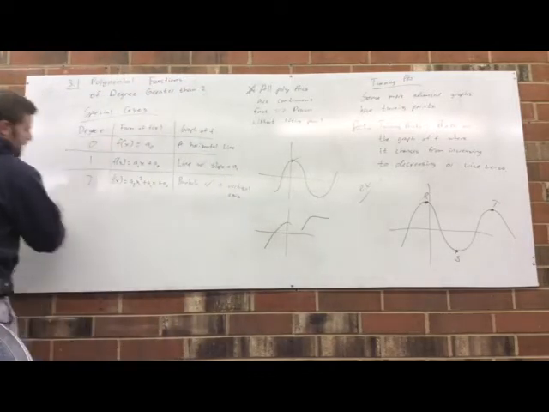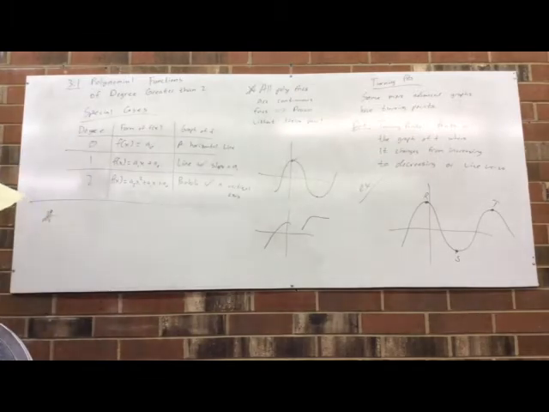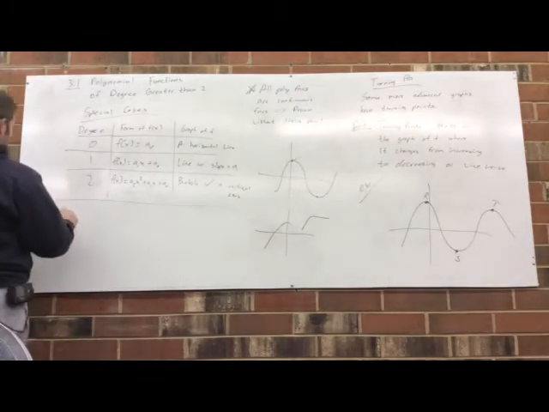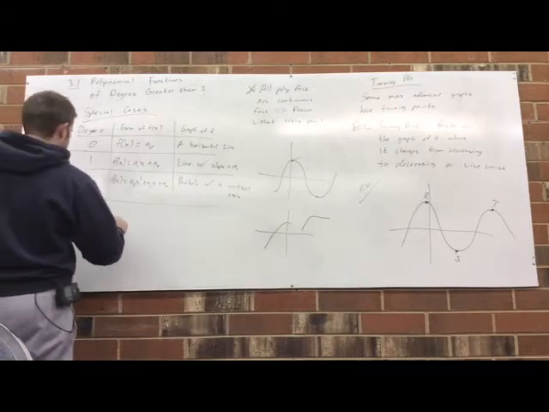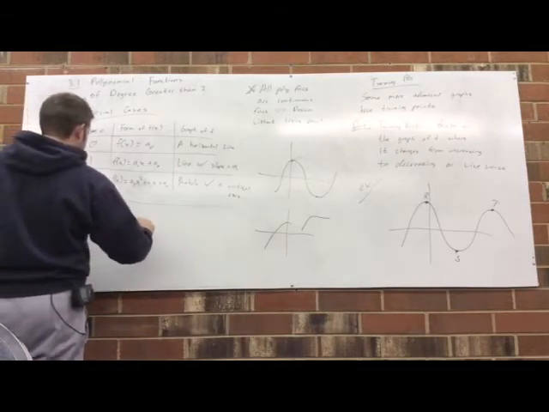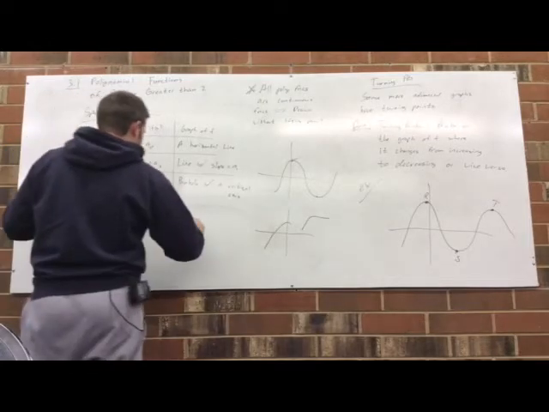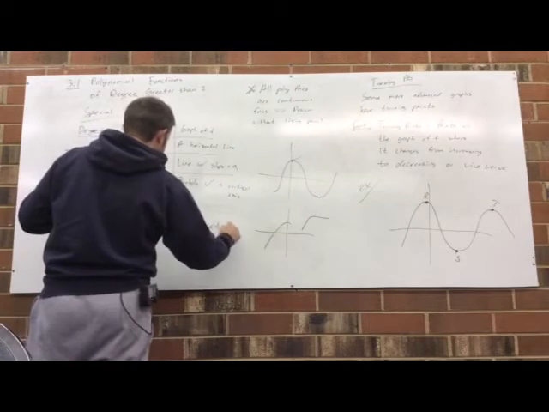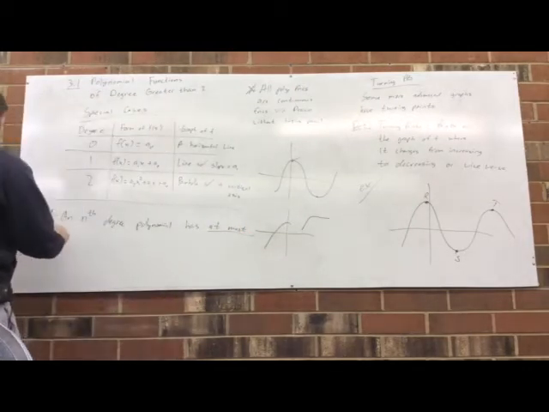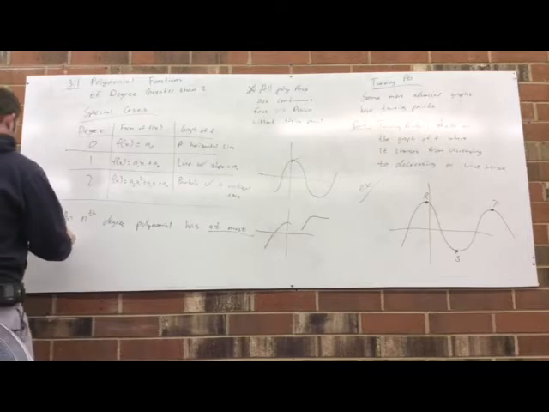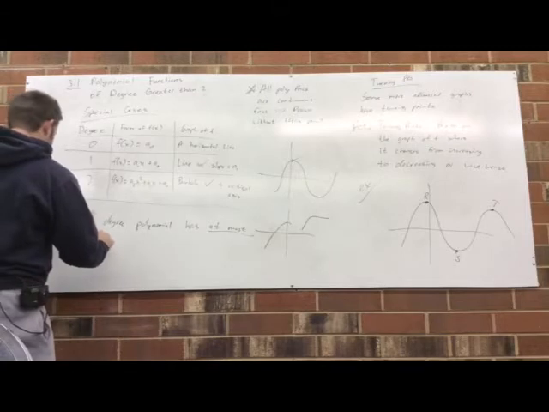Here's a note I want you to get. This is really important. It'll help you later on in this class, and especially in calculus. An nth degree polynomial has at most n minus 1 turning points.